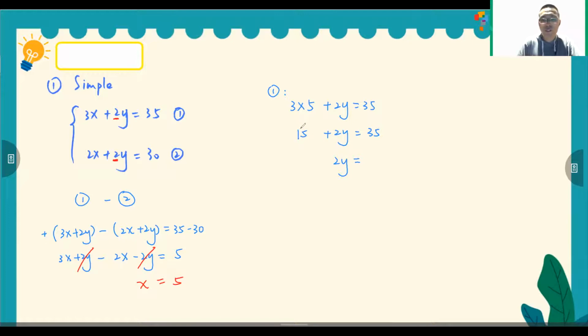And so we have to move this 15 to the right-hand side. Remember, when the 15 goes to the right-hand side of the equation, the invisible plus, the positive in front of it, will become negative. So 35 minus 15. So 2y equals 20, and congratulations to all who got x equals 5, y equals 10. That is the correct answer. And remember, we always want to write our final answer in this format: x equals 5, y equals 10.